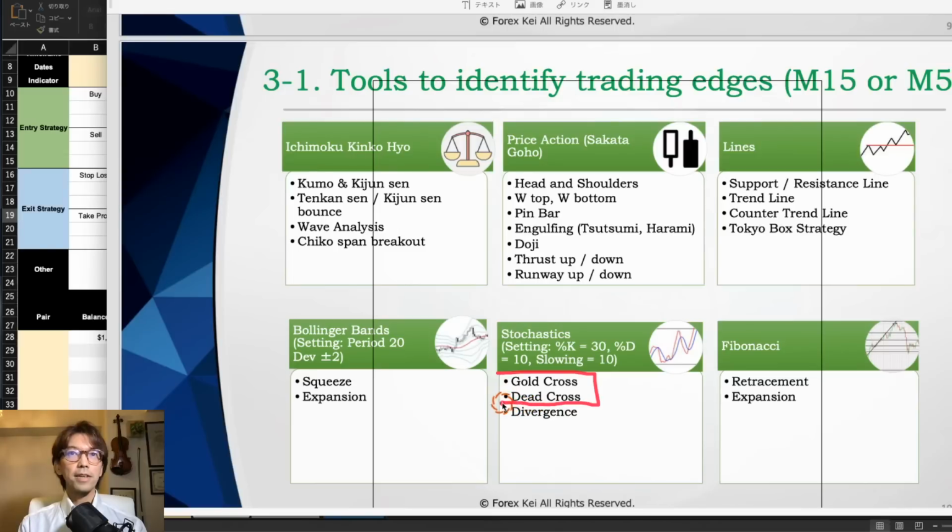I'm not gonna talk about the divergence today because it might be off topic. I would focus on gold cross, dead cross, and on my future live, when I have a chance to talk about divergence, I will. But I will just focus on the crosses of stochastics in this live stream today.